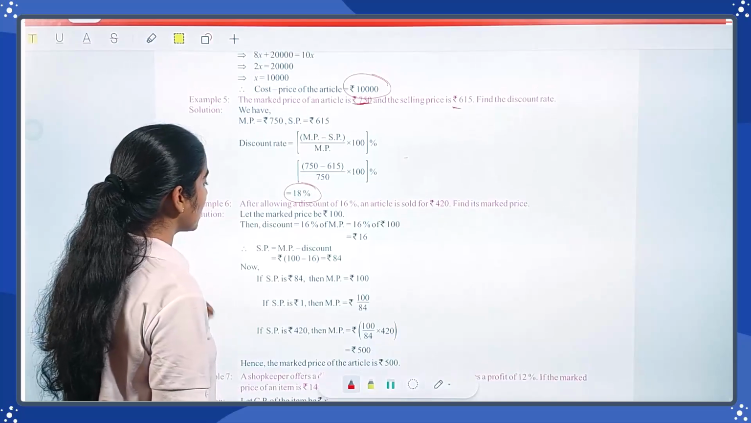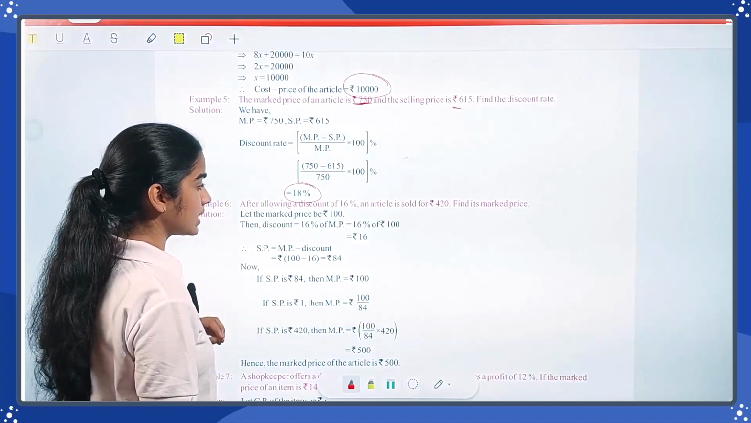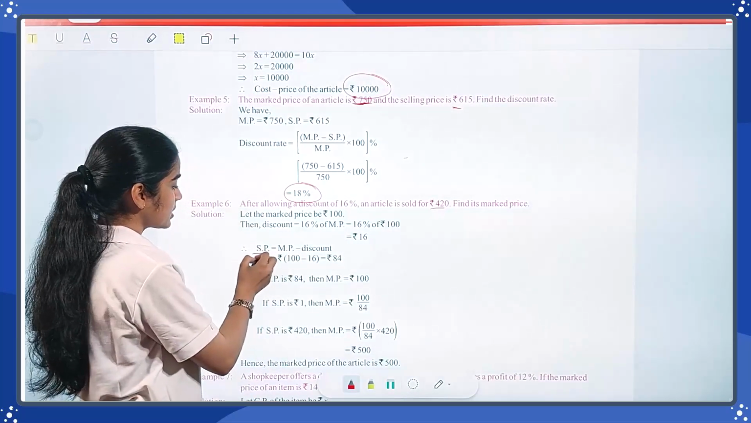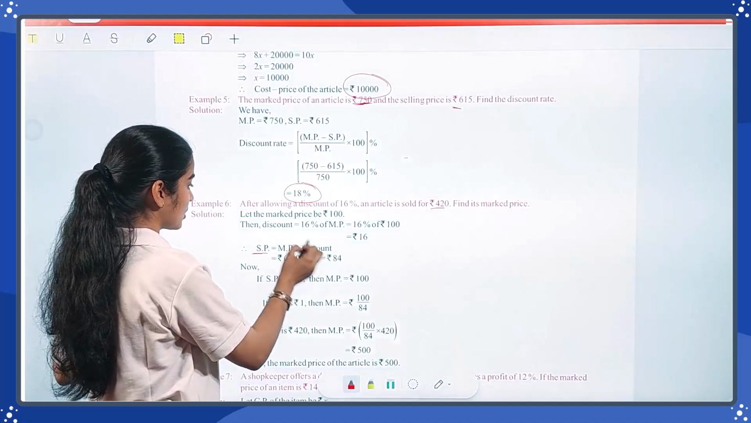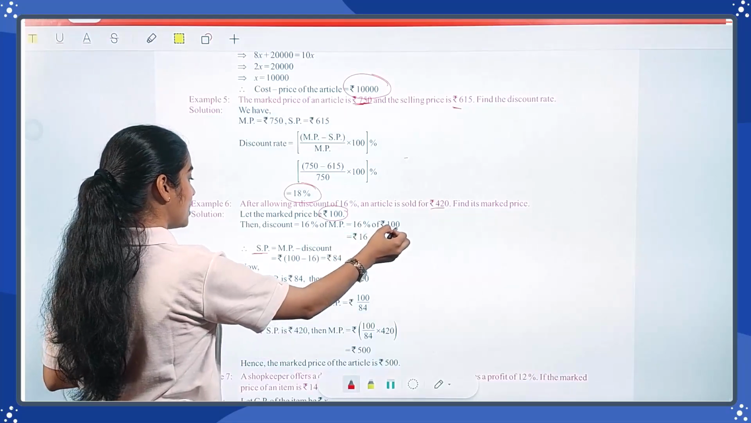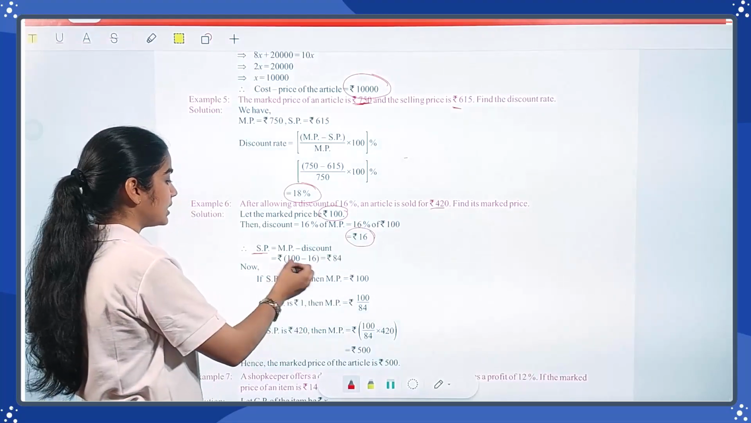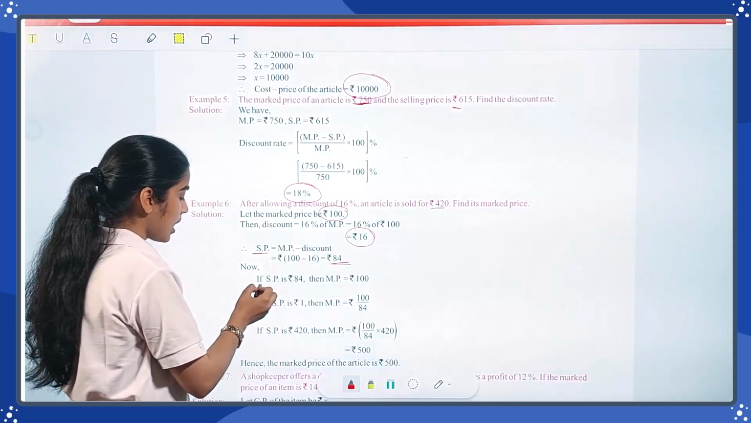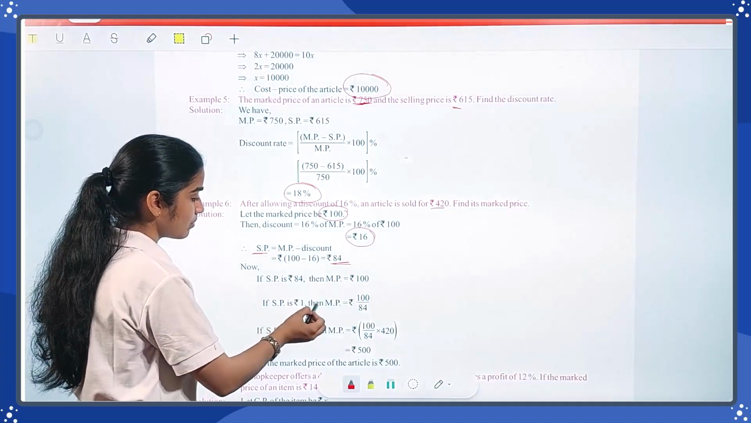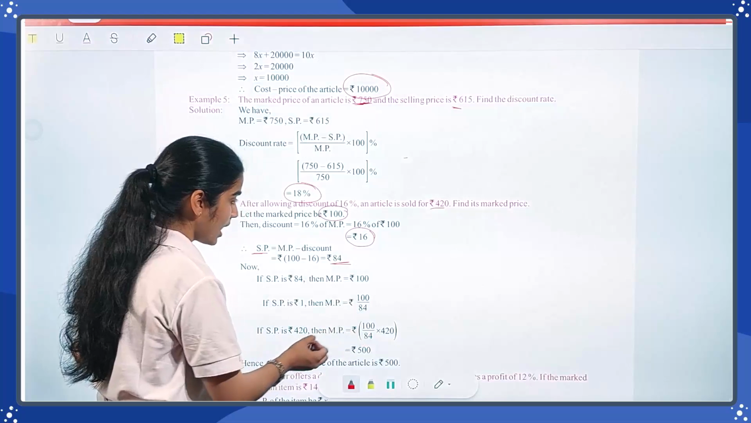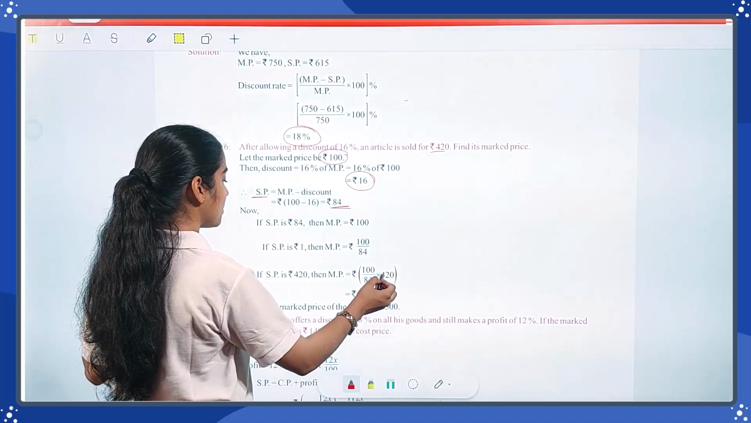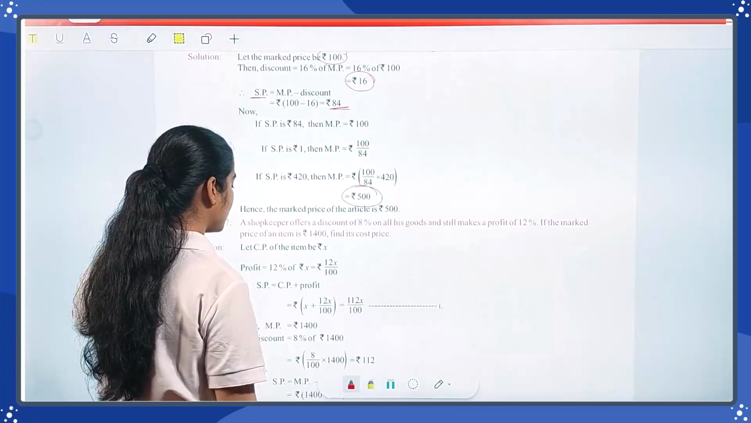Next we have, after allowing a discount of 16%, an article is sold for 420. Find its mark price. So selling price is equal to mark price minus discount. Let the mark price be 100 and the discount is 16%, which means 16% of 100, that is 16. So 100 minus 16 is 84. If selling price is 84, then mark price is 100. If selling price is 1, then mark price is 100 upon 84. And we sold it at 420. So 100 upon 84 multiplied by 420 is equal to 500 rupees.